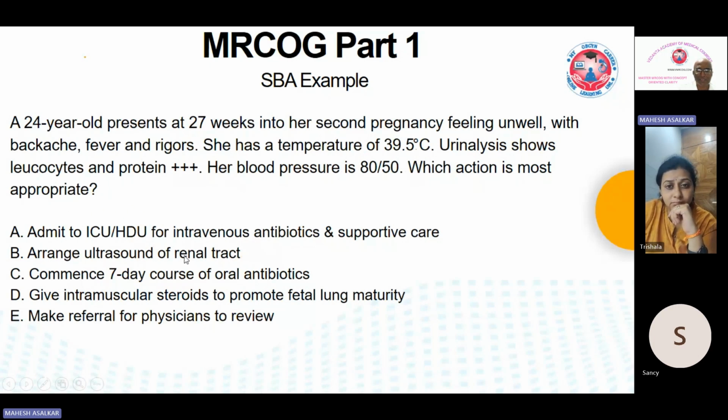No doubt, arrange ultrasound. We are suspecting sepsis secondary to urinary tract infection, so all investigations are required, but this will come later on. First she will be admitted to ICU and HDU. Then the 7-day course of oral antibiotics: we will not be giving oral antibiotics, so that is not appropriate. Giving intramuscular steroids to improve lung maturity is clinically secondary at this moment. Referral for physician's review will be there, but primarily she has to be in ICU considering her vital parameters. So that is what they are asking.